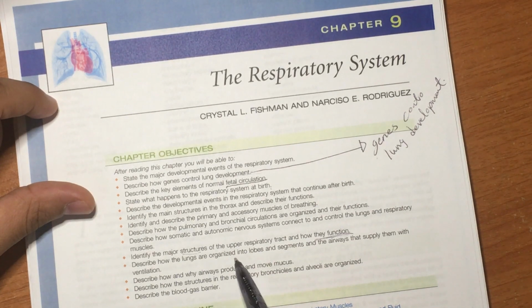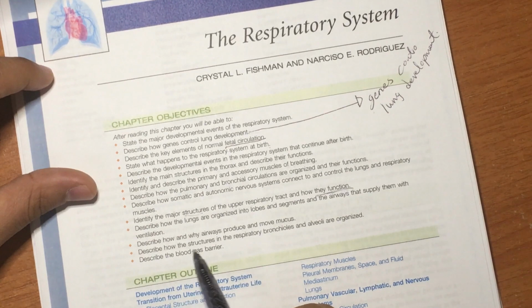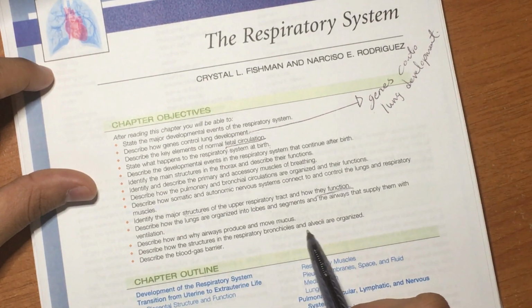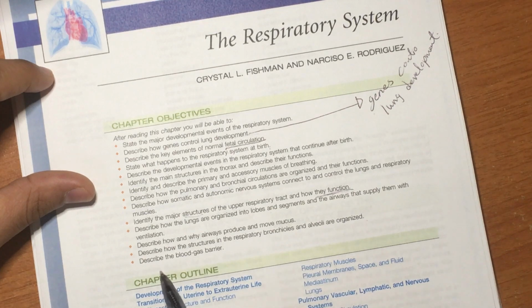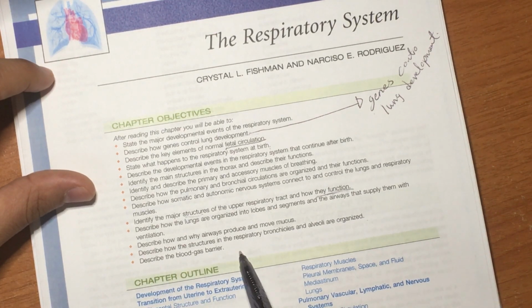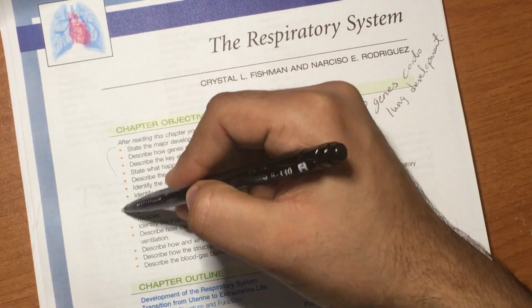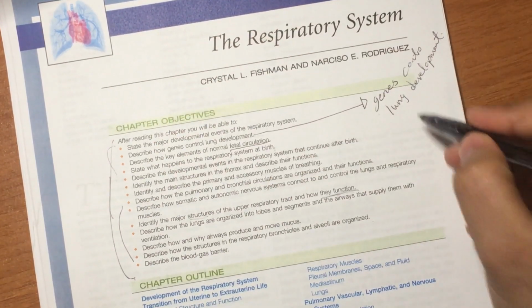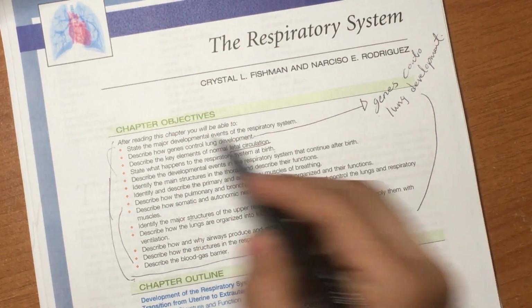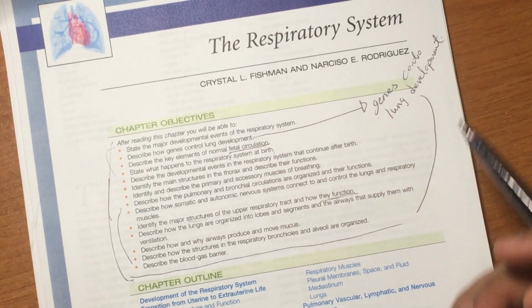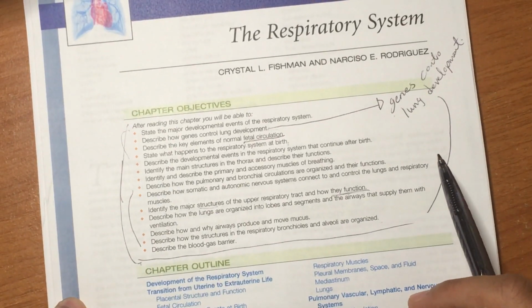Describe how the lungs are organized into lobes and segments and the airways that supply them with ventilation. Describe how and why airways produce and move mucus. Describe how the structures in the respiratory bronchioles and alveoli are organized. Describe the blood gas barrier. So we should know all of this by the end of the chapter. When we read the chapter and see one of these, we can always go back and try to understand it in detail.